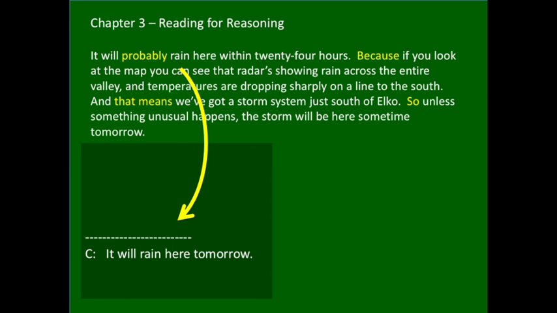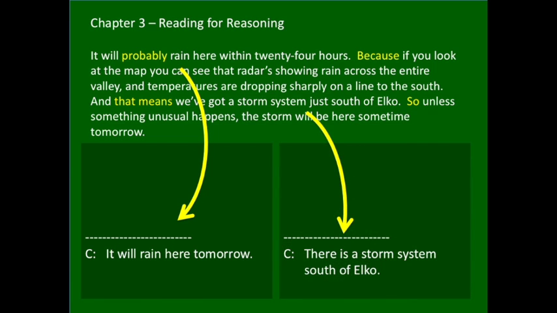Another structure flag that points to a conclusion is the expression, and that means. So some support has been presented, and that means, conclusion, we've got a storm system just south of Elko. Now the conclusion that's presented in the first line is actually restated at the very end of the article. The storm will be here sometime tomorrow. Notice that's not a third conclusion, that's a restatement of the first conclusion. Once we've identified our conclusions, then we can go on to look for the support.